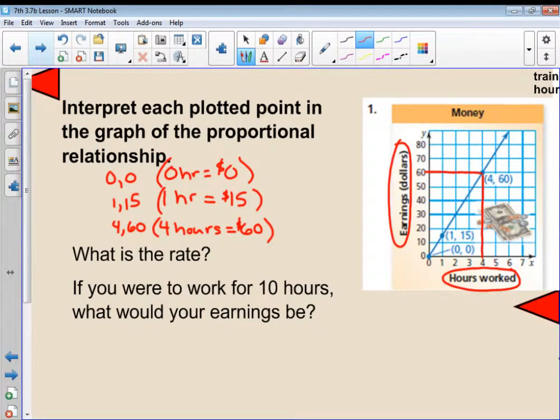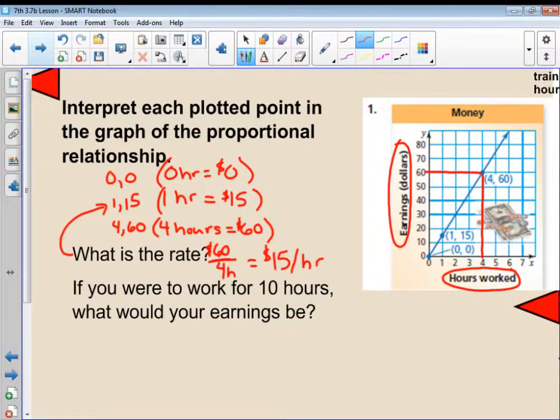Okay, so now what is the rate? So if you ever have one where you've got 1 in your X, well, that is your rate. You're going to get $15 per hour, or you can take any of these and set them up as the rate in dollars per hour. So I could take 60 over 4 for my dollars per hour, which is still going to give me that $15 per hour. If you were to work for 10 hours, what would your earnings be?